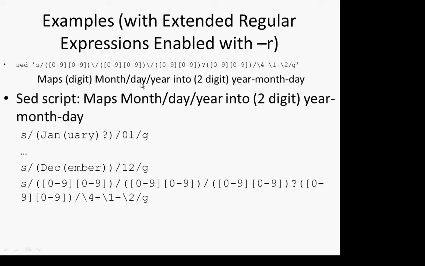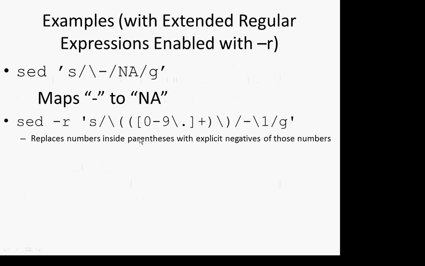So we want to map the dash character into a sequence indicating not available, for example. Or here we want to turn parenthesized expressions that contain digits, potentially with a decimal point, into a negative of that expression. Where would we use that? Where does a parenthesized 100 mean minus 100? Yeah, income statements. So in certain financial statements, this is the convention. So this will allow us to do that.